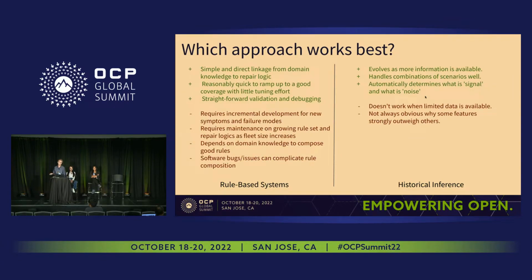So which approach works best? We've looked at it, and we feel that they are synergistic with each other. On the rule-based system side, it has the following advantages. It's really simple and direct to understand. You can take your domain knowledge and tie it to repair logic very quickly. You can ramp these systems up pretty well. You don't need to do a lot of tuning, right? And they're straightforward to validate and debug. When you get a strange repair recommendation, you can go back and look at the rules and understand why that repair recommendation was made.